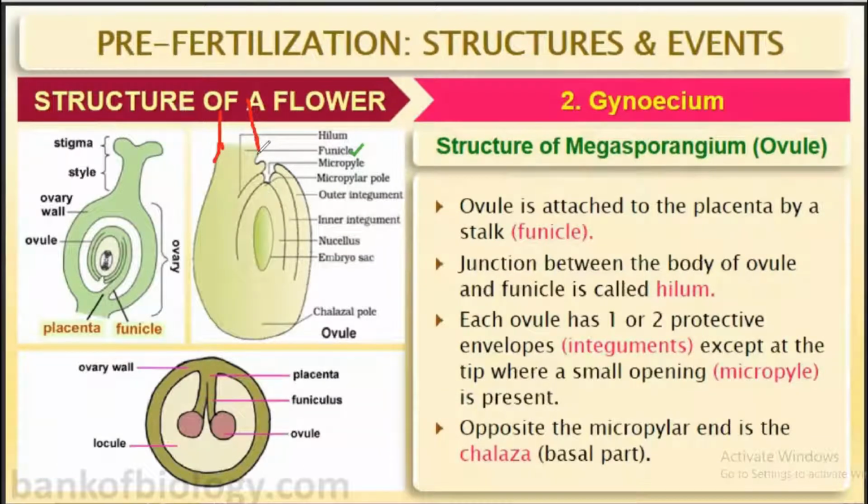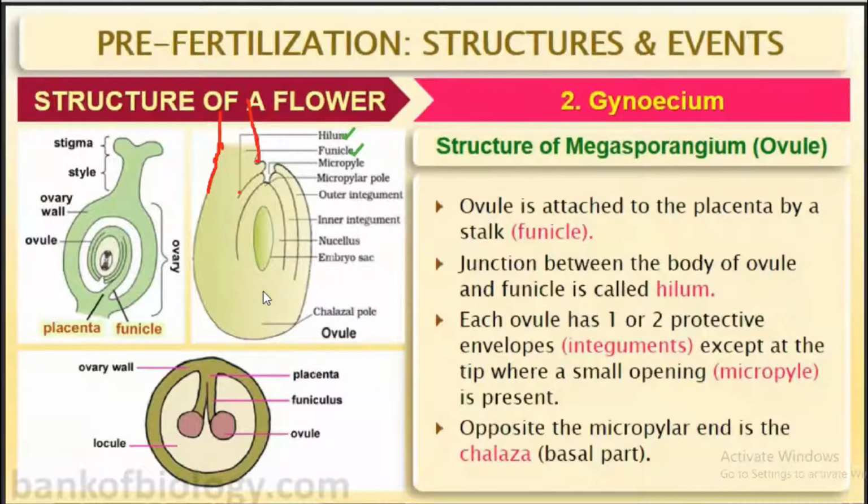Then, the junction between the ovule and funicle. Here there is a junction between the ovule and the funicle. That part is known as, do you know what it is? Yes, this particular portion is known as the hilum. So, which portion is the hilum? The hilum is the junction between this funicle and ovule.